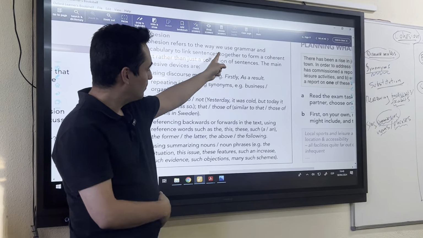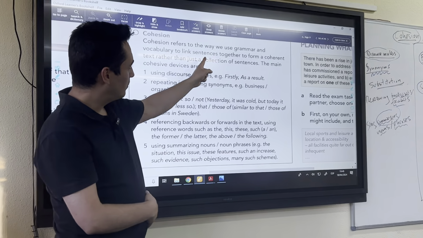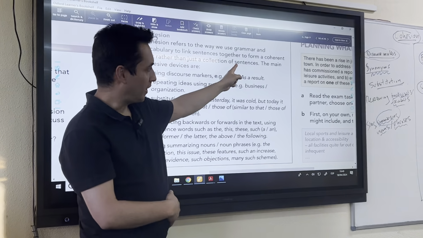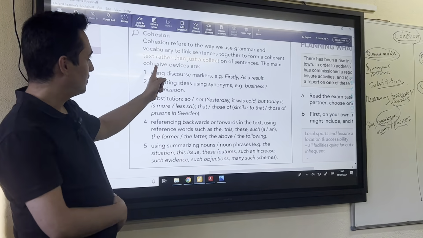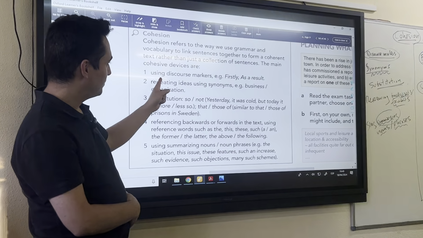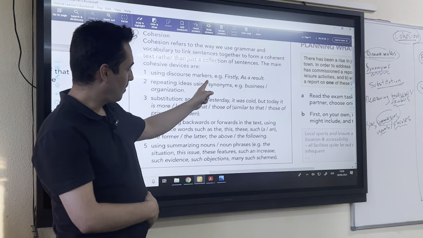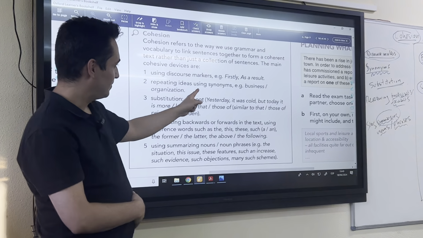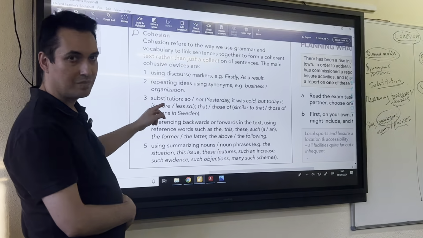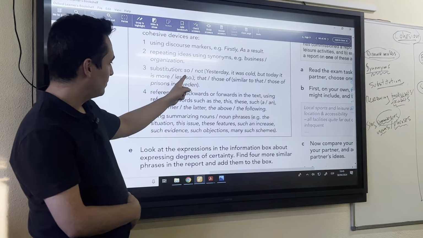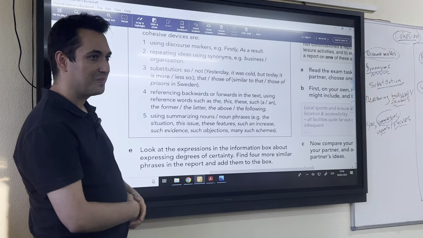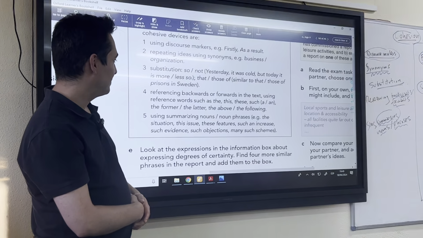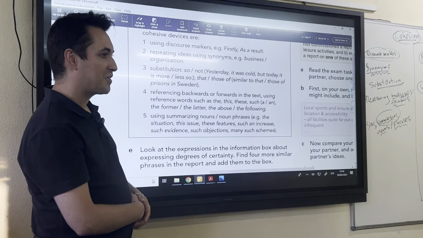Cohesion refers to the way we use grammar and vocabulary to link sentences together to form a coherent text rather than just a collection of sentences. The main cohesive devices are: 1. Using discourse markers. For example, first, as a result. Repeating ideas using synonyms. For example, business, organization. Substitution. So not yesterday it was cold, but today it is more so. That, those of, similar to that, those of persons in Sweden. Yes, Mel, you can continue.